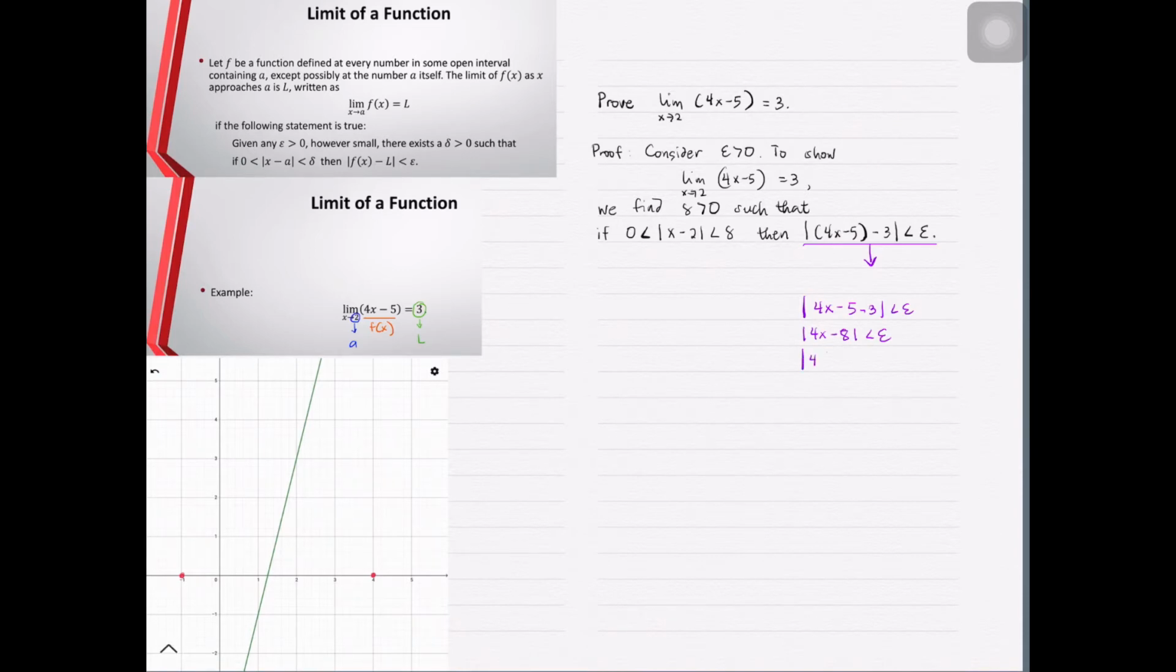Notice that we can factor out 4 here, so we have 4 times x minus 2, which is less than epsilon. And this is the same thing as 4 times the absolute value of x minus 2 less than epsilon. That gives us the absolute value of x minus 2 less than epsilon over 4, because we divide both sides of the inequality by 4. Notice that by definition, the absolute value of x minus 2 is indeed greater than 0. And now this part right here is the same thing as this, which implies that delta that we would be picking up would be epsilon over 4.